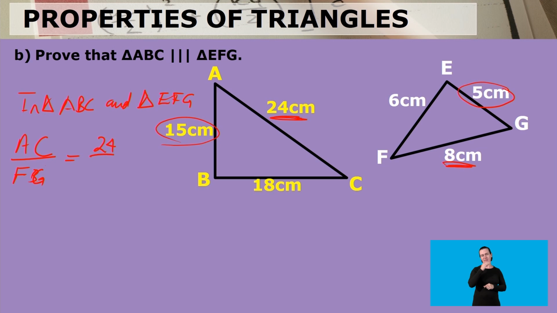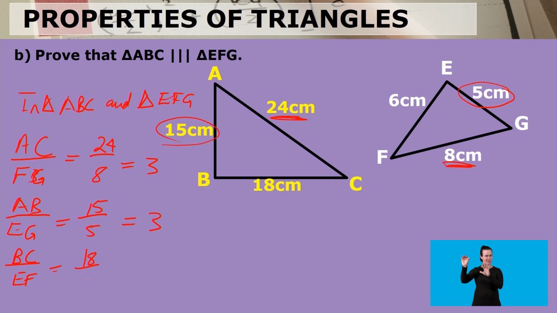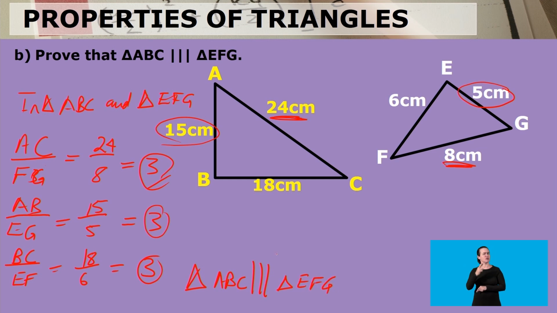AC being 24, FG being 8, 24 divided by 8, I get 3. Then I look at the other sides, side AB divided by the corresponding side EG, AB being equal to 15 and EG being equal to 5. I divide 15 by 5, which also gives me 3. And the unmarked sides would be BC divided by EF, BC being 18, EF being 6, and that also gives me 3. Because I'm getting the same answer, I can safely say triangle ABC is similar to triangle EFG. And my reason for that would be the corresponding sides are proportional. The ratio is the same.